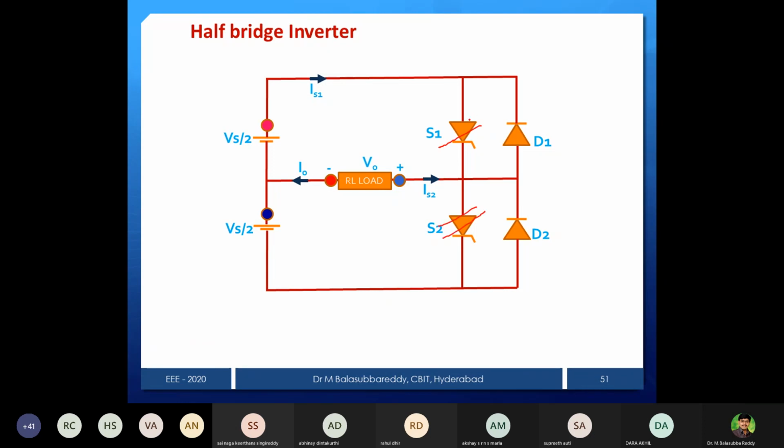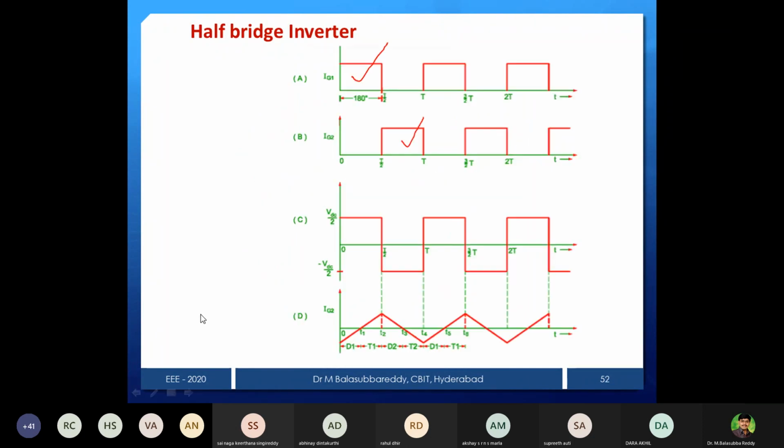If both are conducting, this leg will be short circuited. If this leg is short, automatically the supply is short circuited. That is the reason you can see that both S1 and S2 should not fire at the same time. So that is the only difference. Now that way we are providing pulse.